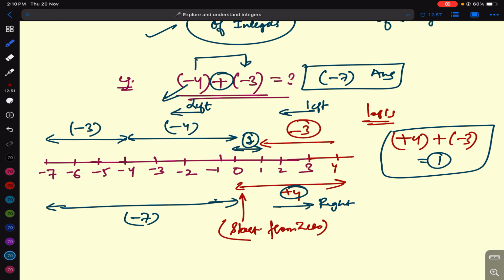Okay, so the only thing that you have to remember here is you always start from 0. You don't start from anything else. You rather start from only 0.